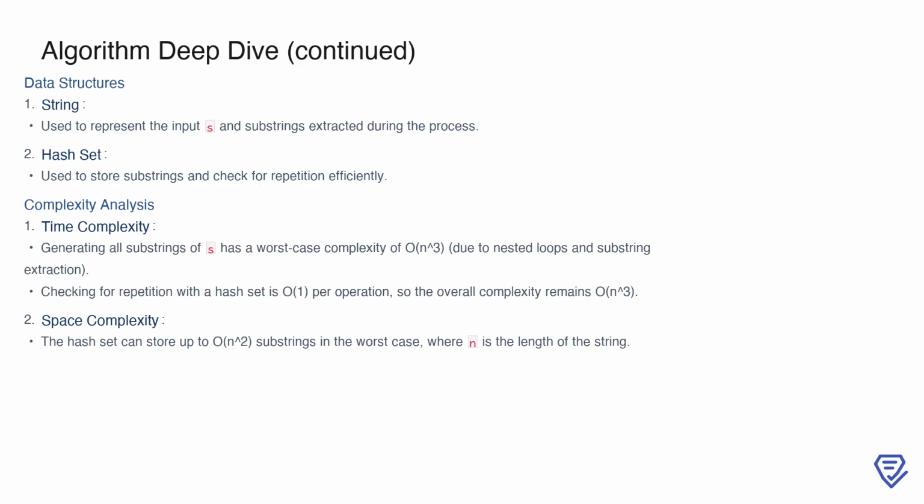Strings are used to represent the input S and the substrings extracted during the process. The hash set serves as a collection to store substrings and efficiently check for repetitions. Now, let's evaluate the complexity of this approach.